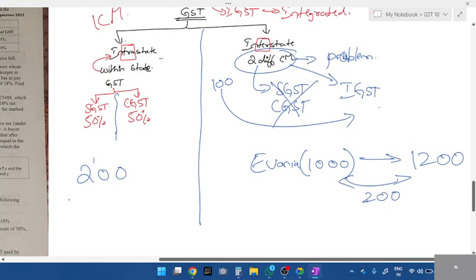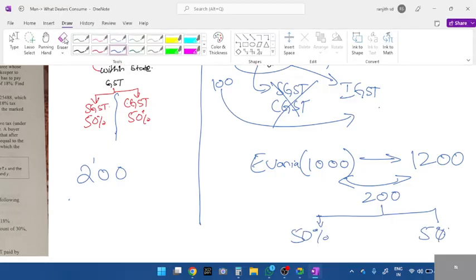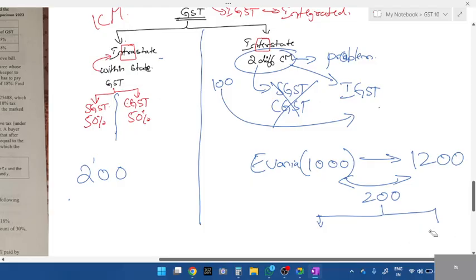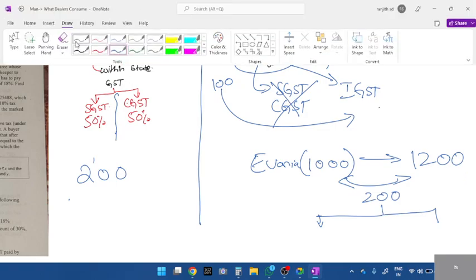Now, Ivania is in Karnataka. In this transaction, both of them are in Karnataka, Ivania and Joanna. So is it interstate or intrastate, students? If you're within the state, it is intrastate. Intrastate, SGST is 50%. The owner is Ivania. So she'll take 200 and split it into two parts, 50% and 50%. How much is half of 200, students? Split 200 into two exact halves, 100 and 100.